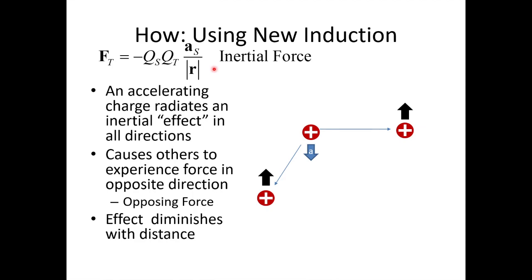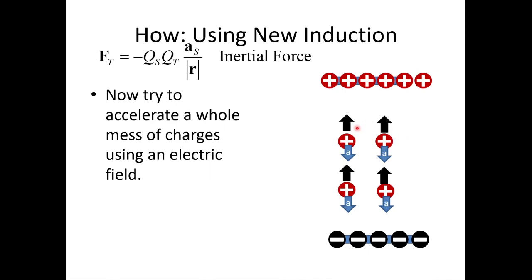Okay, but now, suppose that you had a whole mess of charges here, and you tried to accelerate them using an electric field. So we have a positively charged plate here and a negatively charged plate. So we're trying to accelerate these all uniformly. Well, the reactive force or the inertial force felt by this one is some contribution from the effects of this one, and this one, and all the charges that are in the area. I'm just showing 4. So the more charges that are here, the more inertial force this one is going to feel from its companion charges.